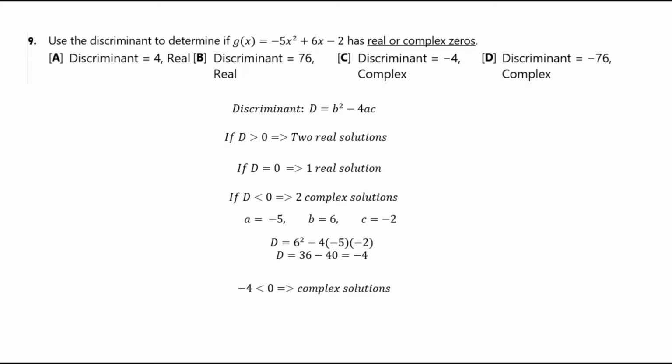Since the discriminant is negative, that means you have complex solutions. So the answer is C.